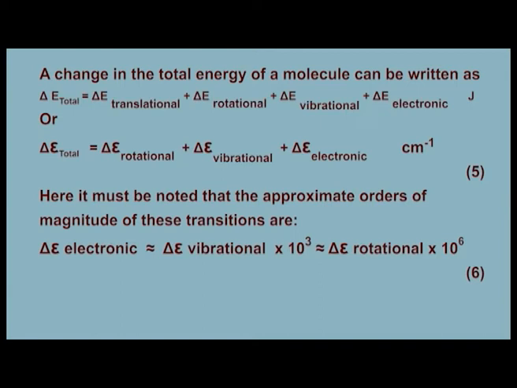Here it must be noted that the approximate orders of magnitude of these transitions are delta E electronic equivalent to delta E vibrational times 10 to the power 3, equivalent to delta E rotational times 10 to the power 6. Now it is clear that vibrational changes may generate a coarse structure and the rotational changes a fine structure on the spectra of electronic transitions. It is also known that pure rotational spectra are shown by molecules possessing a permanent dipole moment, and vibrational spectra need a change of dipole during the vibration.